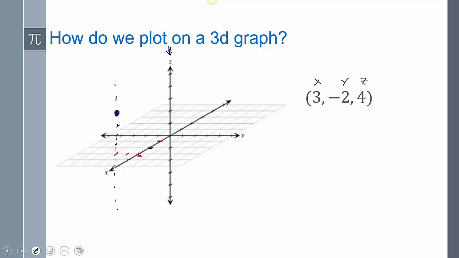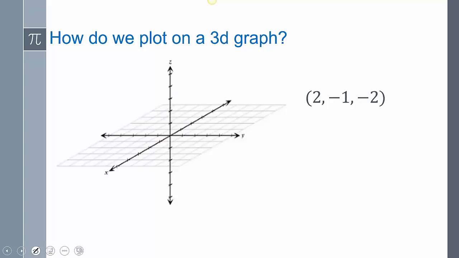And I have to imagine that this here is extending from that dot. So counting up 4, 1, 2, 3, 4. That looks about the right spacing. That dot is just chilling out in space. And so that's how we plot on a 3D graph. Let's do another one.